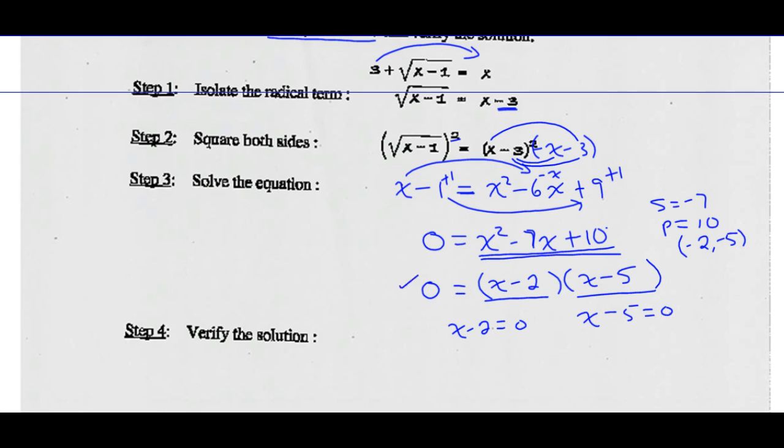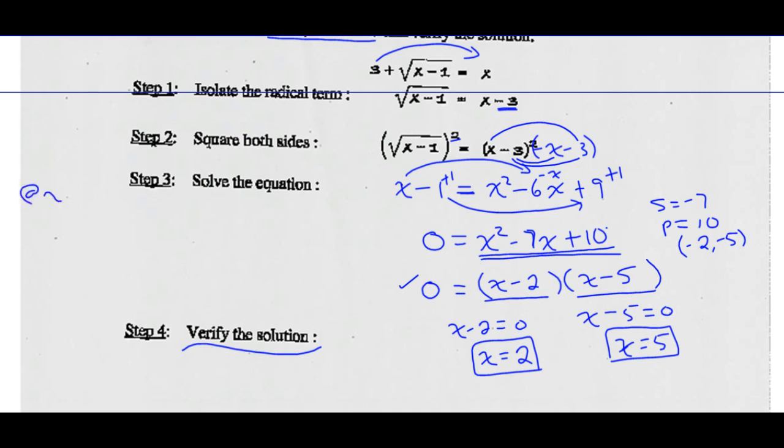And now these are pretty simple equations to solve. x minus 2 equals 0, we'll add 2 to both sides. x minus 5 equals 0, so you add 5 to both sides. So our solutions are x equals 5 and x equals 2. Verify this. So we've got two solutions we have to check.